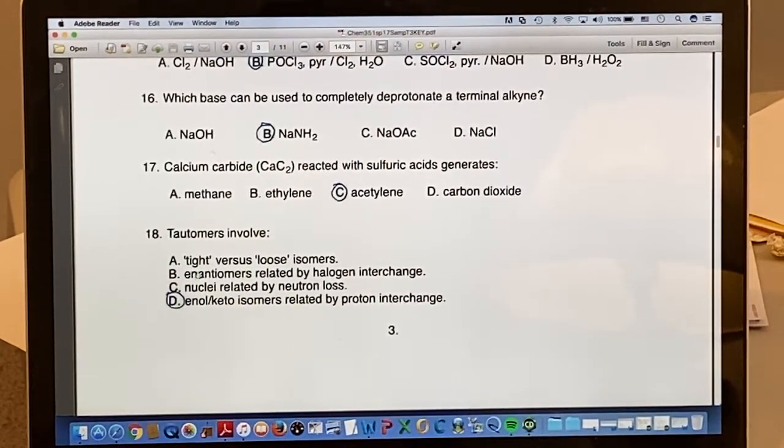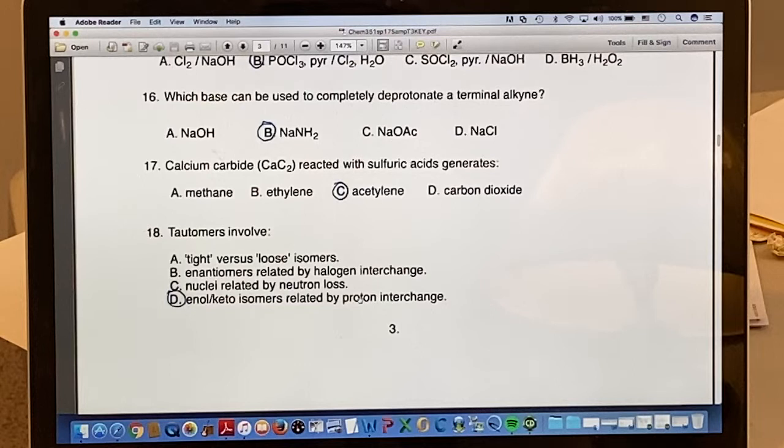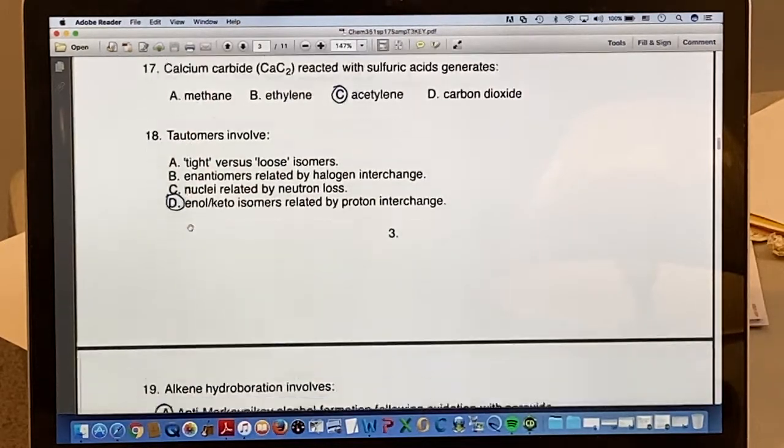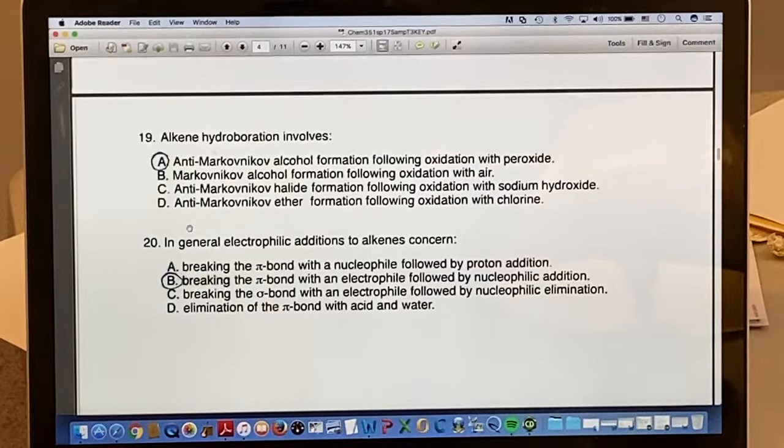Tautomers also here, what are we involved? Enol-keto isomerization relating to proton interchange. We just did one of those. So that's just knowing the term and what things mean there, I think. All right, let's see, these last two are, I think, okay.